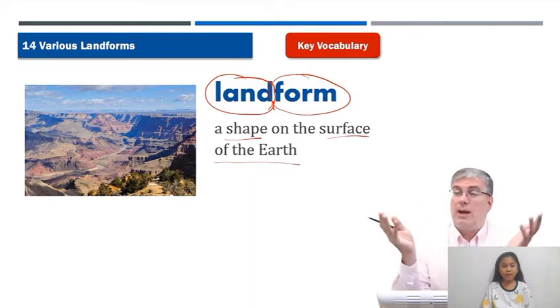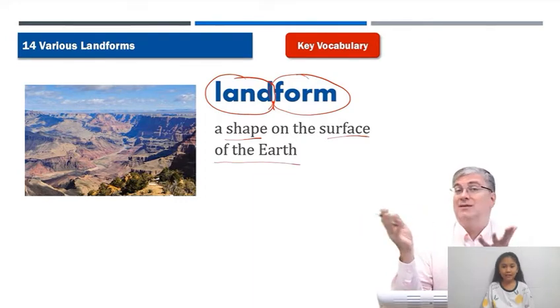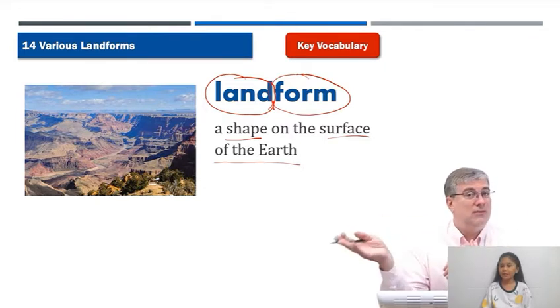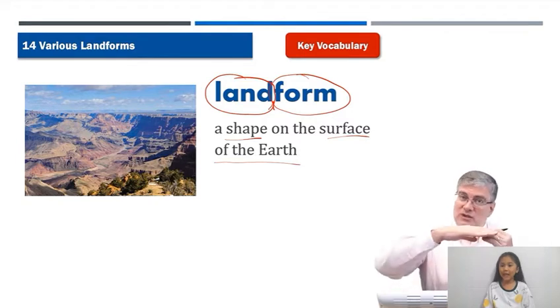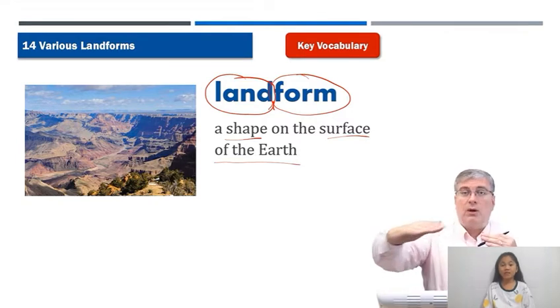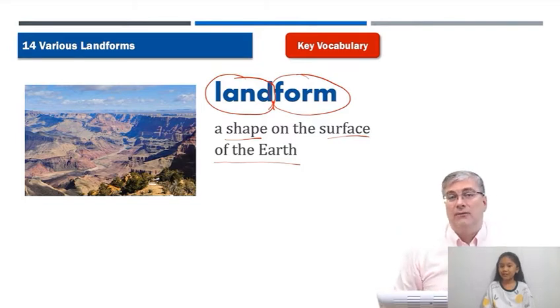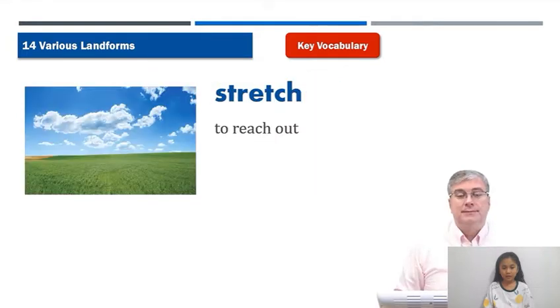Of course, you look around and you can see mountains. Well, that's the shape of the land, right? That's a particular shape of the land. That's a landform. Sometimes you see land that is very even, very flat, called plains, right? And that is another type of landform. Landform is the shape of the surface of the earth.